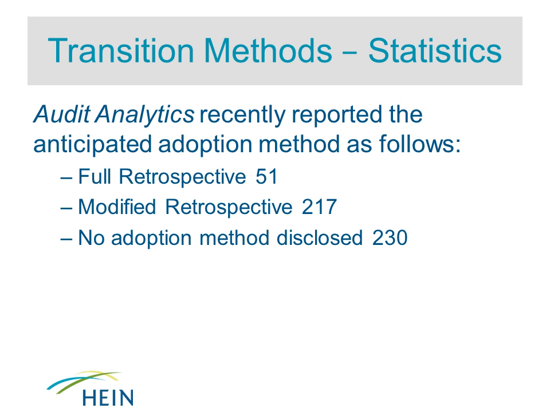So how are companies going to adopt this standard? And currently, what we're seeing is under the full retrospective method, 51 companies are planning to apply that, whereas 217 companies are planning on the modified retrospective method. Then another 230 companies are undisclosed as to which method they're going to apply. So certainly the majority are going to the modified retrospective method, seemingly easier not to have to go back and recast all the prior years.